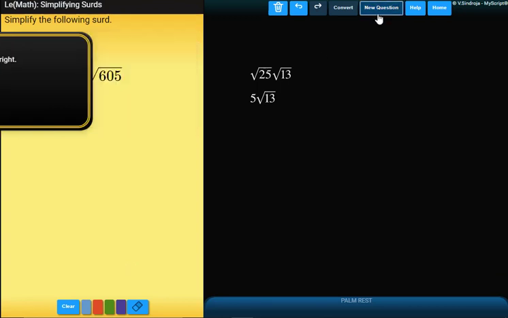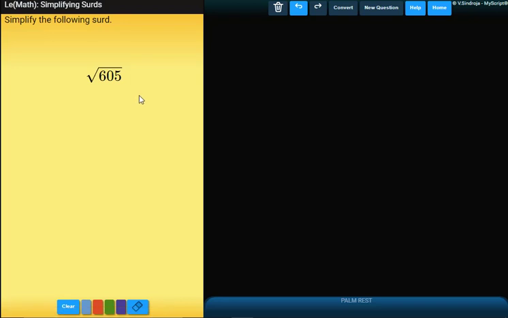Okay, let's try another one. This one's a bit tricky, isn't it? By the way, I never really say square root of 605 because it's too much to say. I say root 605. So root just means square root. It's just easier to say that. It's not obvious straight away what square number goes into it. But what we'll do is we'll perform a little trick, and then maybe something will pop out.